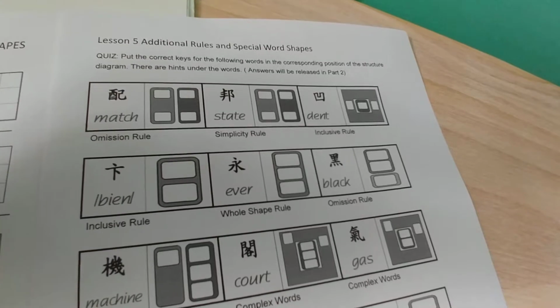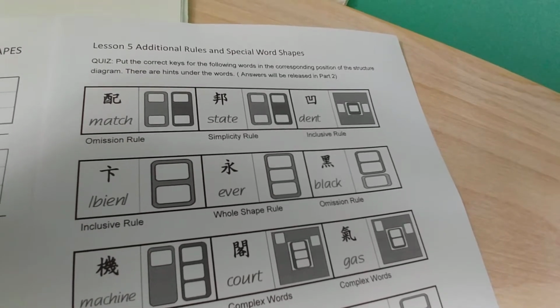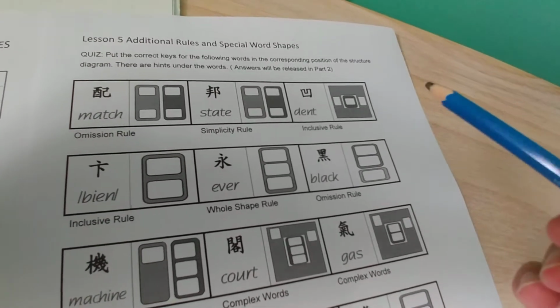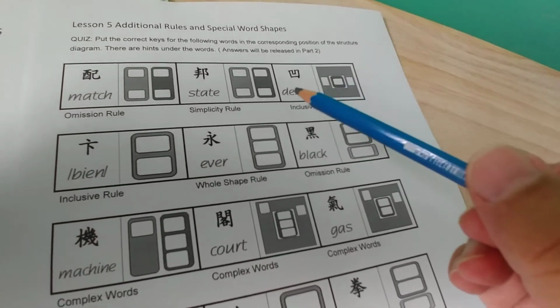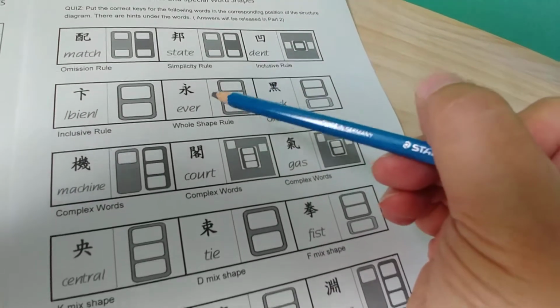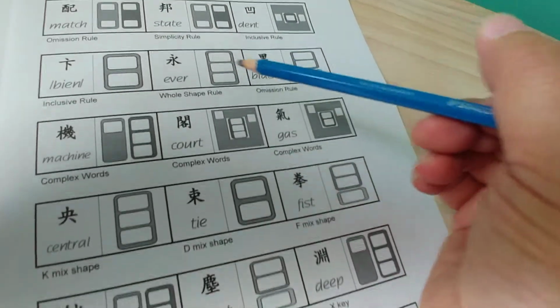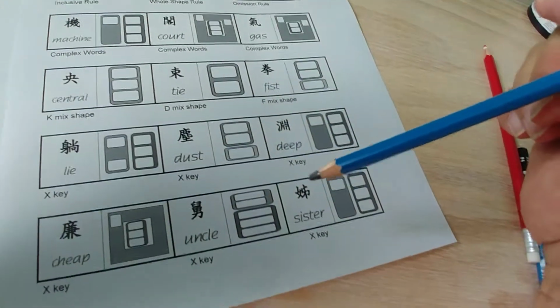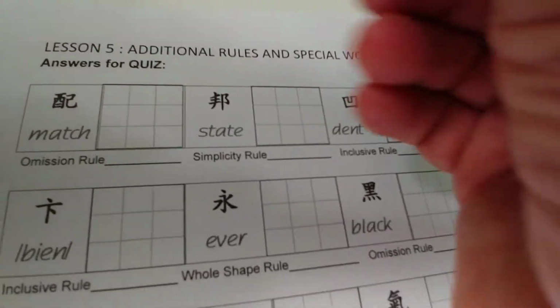Hi guys, this is part B of lesson 5. I'm now going to show you how to write and type the answers of these small quiz. Okay, only one page. Well, let's begin with the first word.